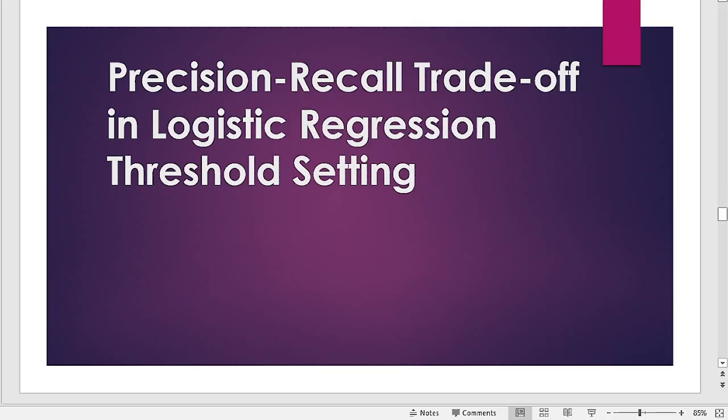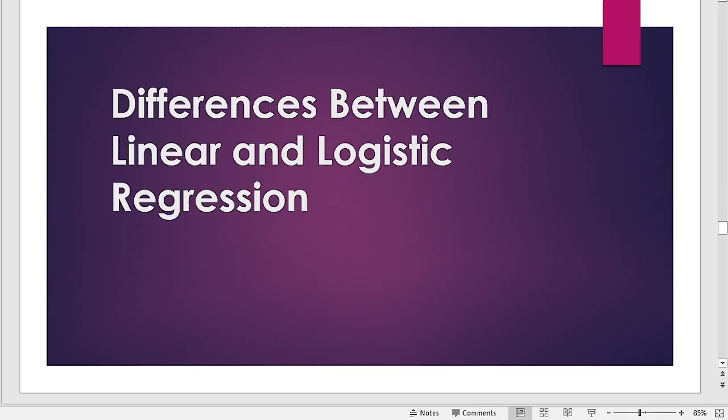Difference between logistic and linear regression. Linear regression is used to predict a continuous dependent variable using a given set of independent variables. Logistic regression is used to predict a categorical dependent variable using a given set of independent variables. Linear regression is used for solving regression problems and logistic regression is used for solving classification problems. Linear regression predicts the continuous variable and logistic regression predicts the categorical variable. So we find a best fit line in linear regression and we find an S curve in logistic regression.